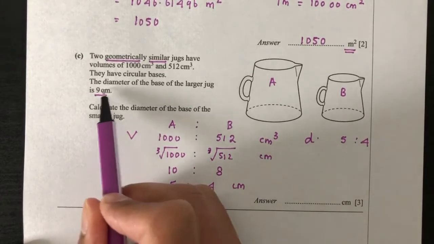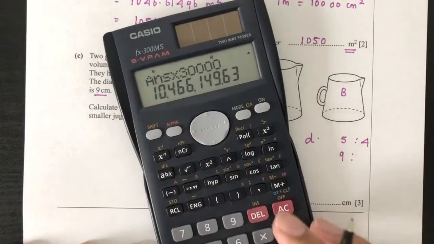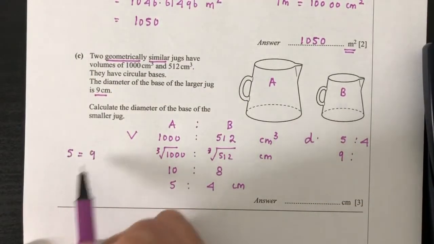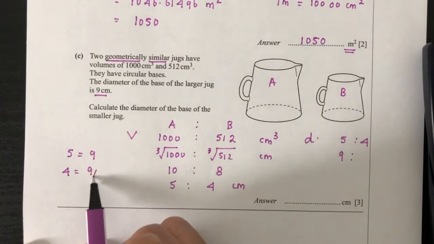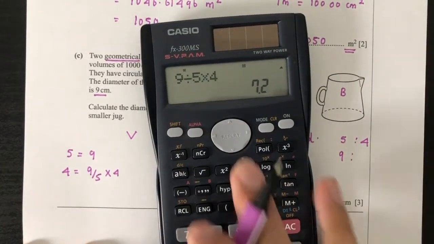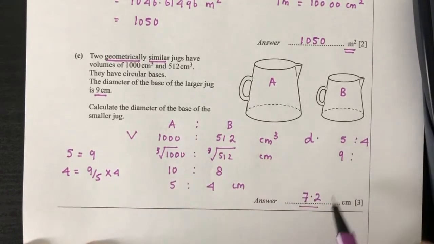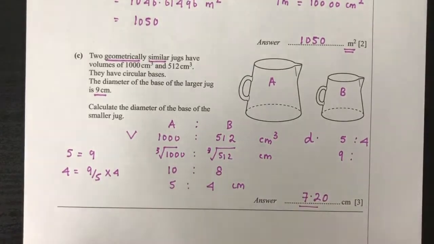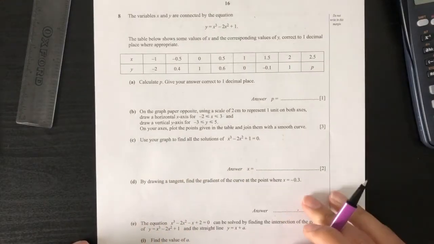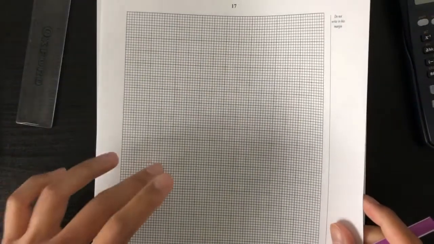Now, the value for A is equal to 9, so 5 is equal to 9. So 4 will be, so let's write this here. 5 is equal to 9, so 4 will be 9 divided by 5 times 4. So 9 divided by 5 times 4, that will be 7.2. So the diameter of the small one will be 7.2 centimeter. And this is your question number 7. So let's move on to question number 8. This one is a graph question, so we need more space. As you can see, we have to draw this graph.